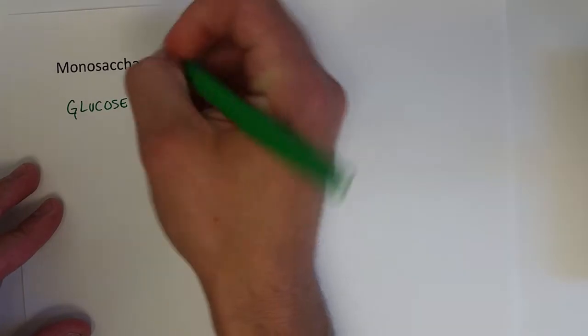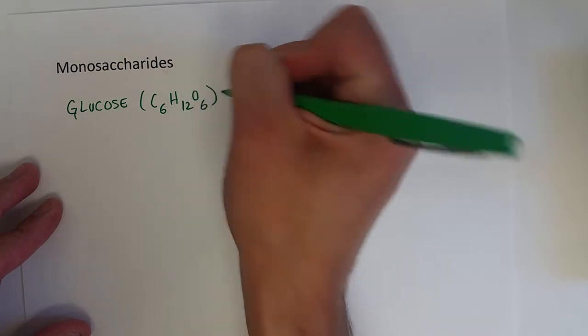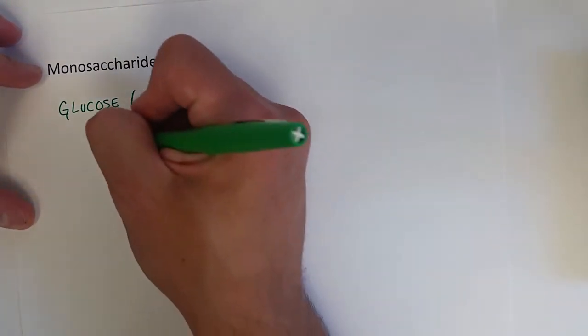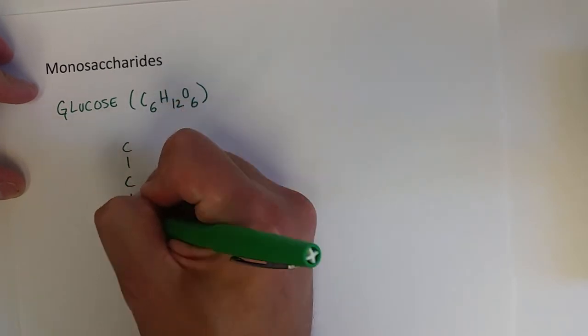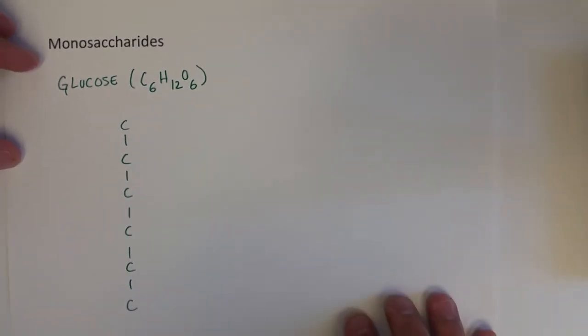Let's talk about some examples of monosaccharides. As we just said, glucose is one such monosaccharide with the C6H12O6 formula. The actual structure of glucose would look something like this. Usually we put all of the carbons in a straight line for one way we're going to show the structural formula. So this has six carbons, C6H12O6, six carbons.